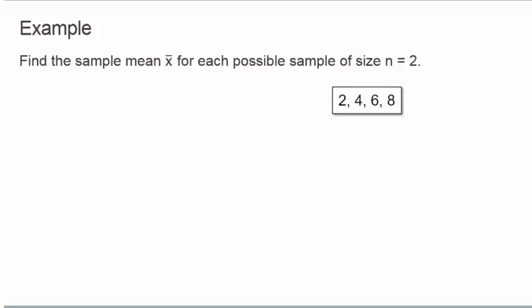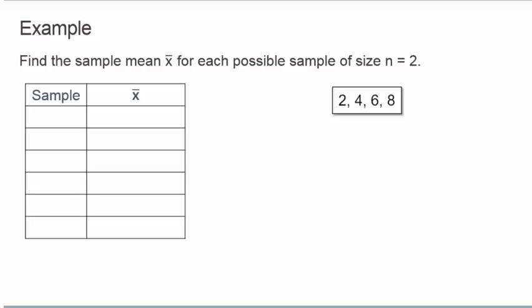Continuing the example, find the sample mean x bar for each possible sample size n equals 2. We are still using our data set of 2, 4, 6, 8. Create a table with two columns. The first column is sample, the second column is x bar. The sample taken will go in the left column. Find the mean of that sample and put the result in the right column. Each sample has a size of 2, so I'm going to pick two numbers.